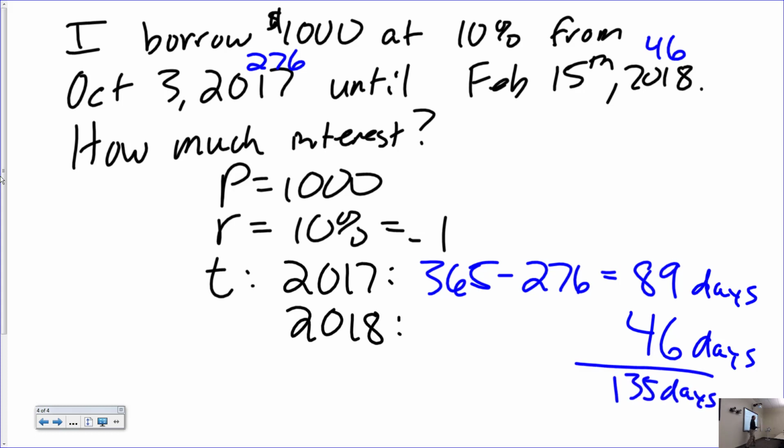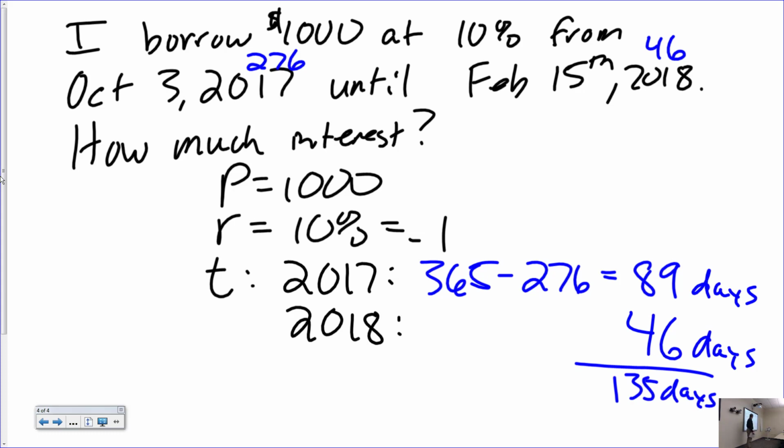So note, that's how you do it. You take 365 minus the top number, add the other year's number. Note that you always subtract from the earlier year. Do not subtract from 365 minus 46 and then add 276. That would be totally different. Would not work very well.